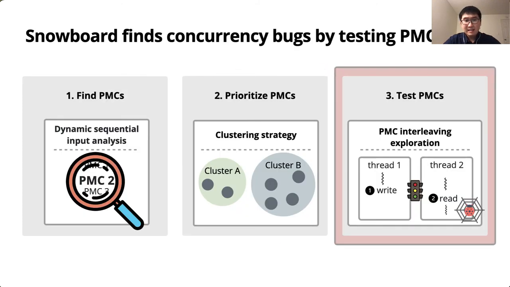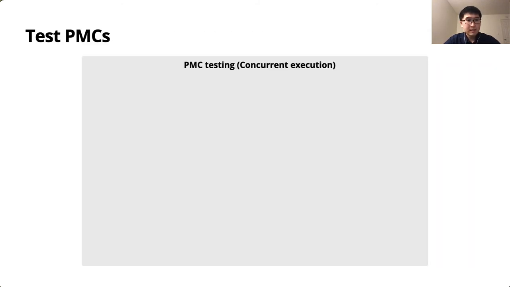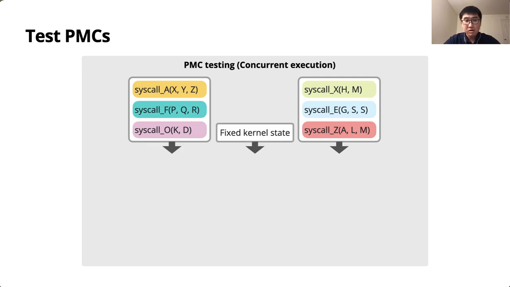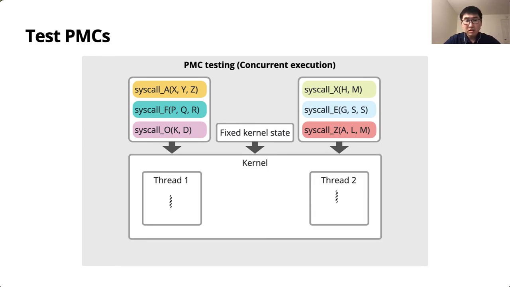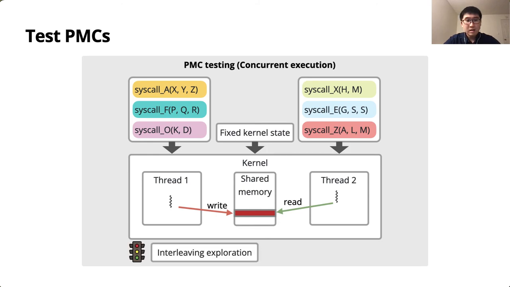Finally, Snowboard will test the prioritized PMCs. To test the PMC under concurrent execution, we first execute the concurrent input. And, of course, we use the fixed kernel state, so both the write and the read accesses in that PMC are likely to be reproduced. Two kernel threads would then run the code to serve this concurrent input, and the PMC we found could happen. Snowboard will explore their interleavings and monitor execution results to detect any concurrency bugs.